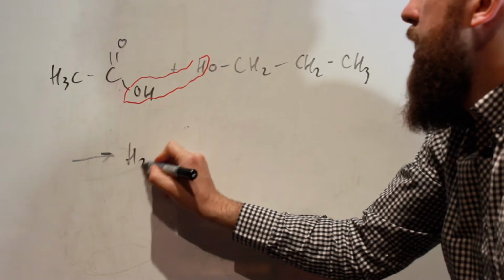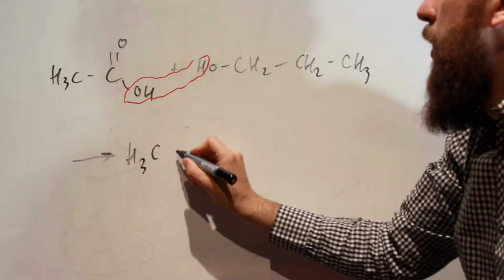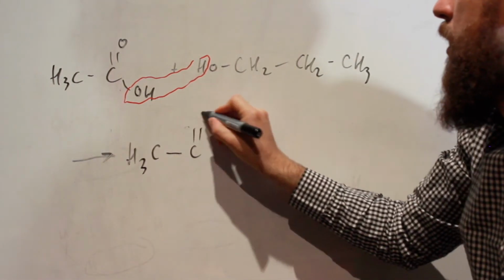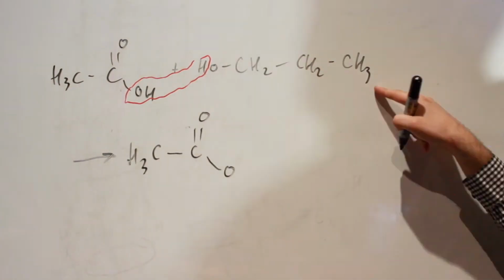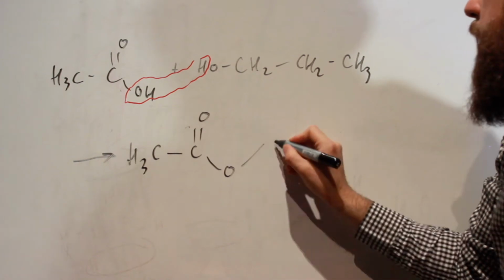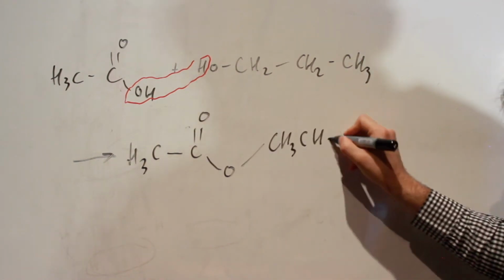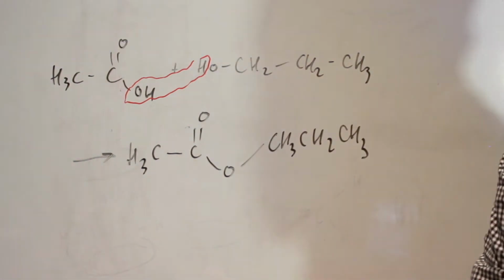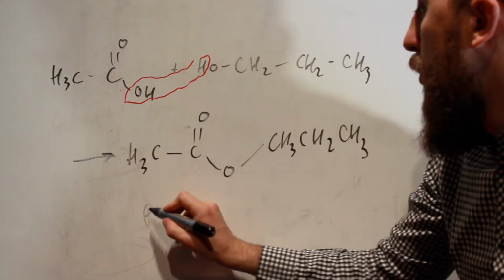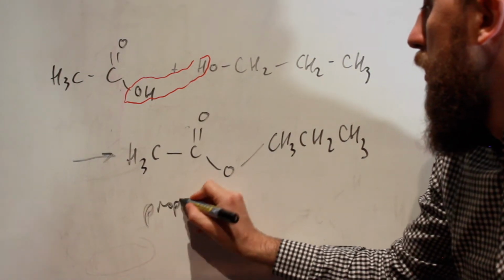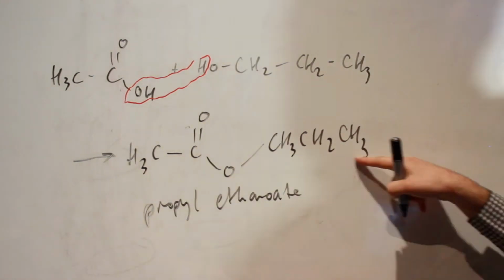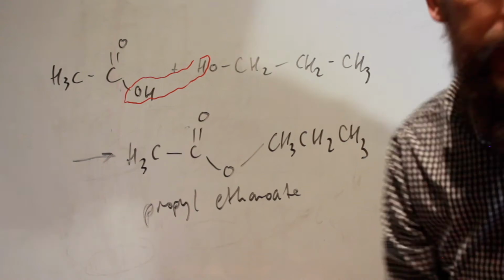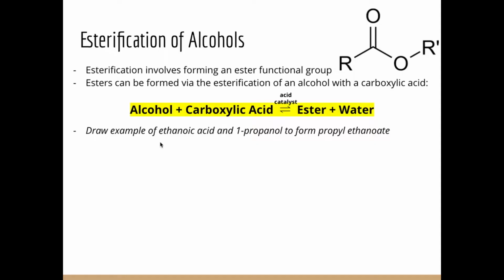So then what happens is we get our ethanoic acid part there, and then a new bond's formed between the carbon and the alcohol, and then we get the alcohol part of the chain there, CH2, CH2, CH3. This gives us propyl ethanoate. So the propyl comes from the alcohol part of the name, the ethanoate comes from the carboxylic acid part of the name.